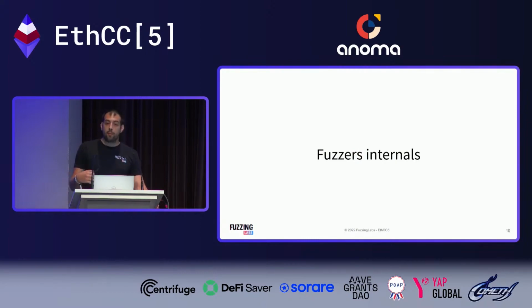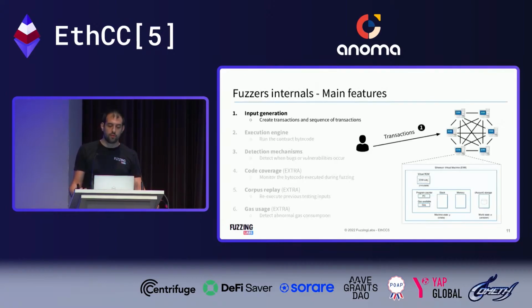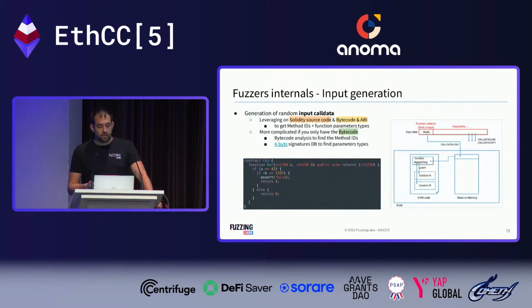So let's see a bit more about the fuzzer internals, how exactly a fuzzer works. The first feature that you need to have is the input generation. In our case, the inputs that we're going to generate are basically transactions, and there is plenty of stuff we can generate from that. So the first thing to generate, of course, is the transaction itself and what we call the call data. You can perfectly leverage either the Solidity source code or the ABI to learn more about the type of arguments and generate the transaction that way.